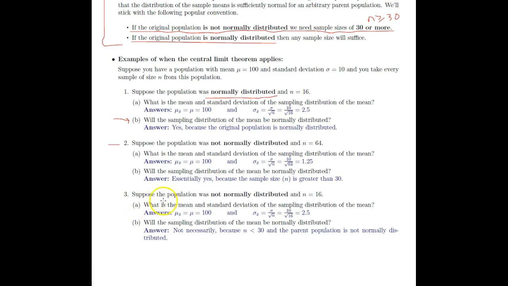And the third one. Suppose the population was not normally distributed and n only equaled 16, then no, we cannot use this method because n was not bigger than or equal to 30 and the parent population is not normally distributed.